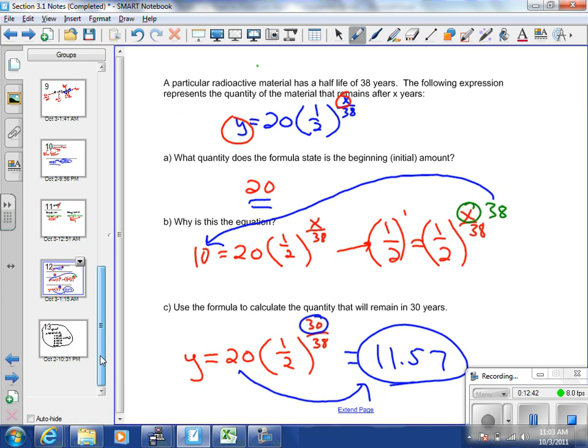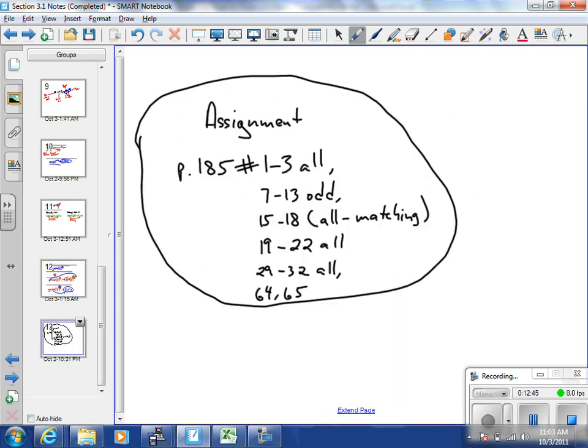We have a few problems for you to try in this section 3.1. We will shoot for these in the next couple days. I'd like to get these questions all wrapped up and move on to the next thing.